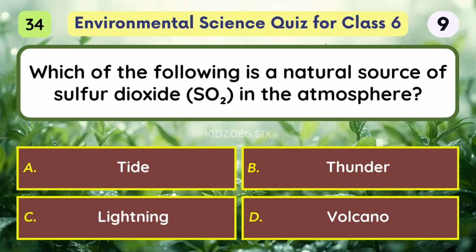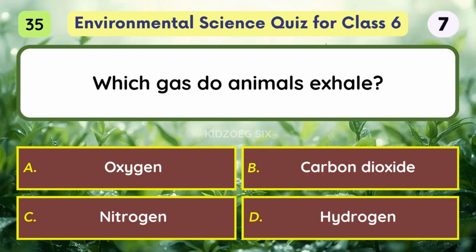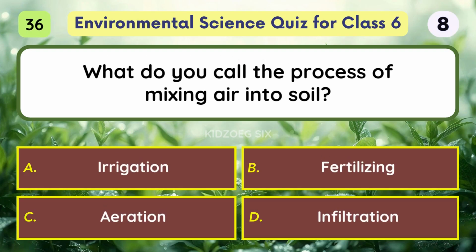Which of the following is a natural source of sulfur dioxide in the atmosphere? Volcano. Which gas do animals exhale? Carbon dioxide. What do you call the process of mixing air into soil? Aeration.